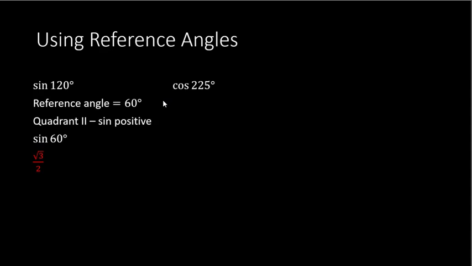For our second example here, we're trying to find the cosine of 225 degrees. First off, you want to find your reference angle. 225 degrees would be over in this area, right? It's going to be past 180, down here, and that gives you 225 degrees. Our objective is to find, first of all, the reference angle, which is this angle right here between the terminal ray and the x-axis.